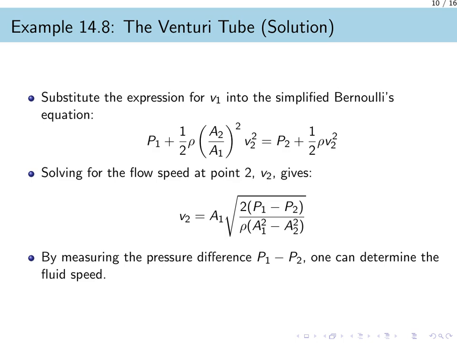We rearrange the equation to group all terms containing V2 squared on one side and the pressure difference, P1 minus P2, on the other. After factoring and solving for V2, we arrive at the final expression shown. This equation is the main result for a Venturi tube. It provides a practical way to determine the speed of a fluid by measuring the pressure difference between 2 points and knowing the cross-sectional areas of the tube at those points.